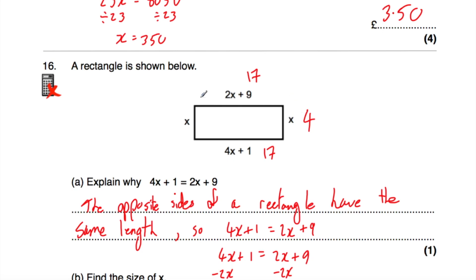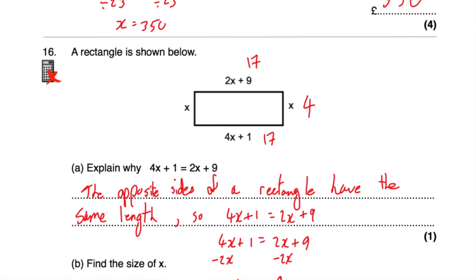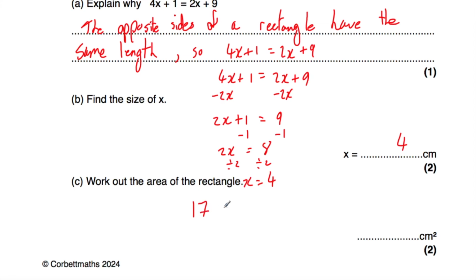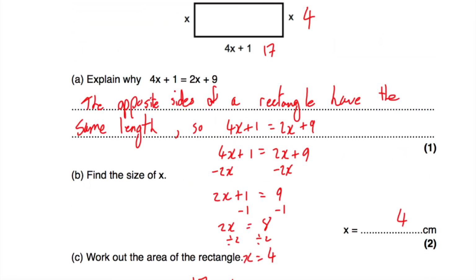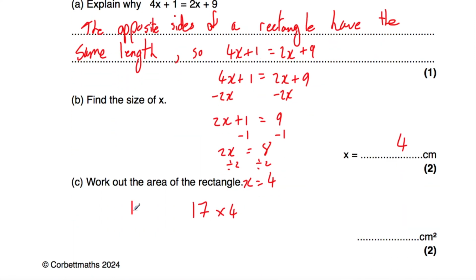So if we want to find the area, we're going to do 17 times 4. So the area of the rectangle will be 17 times 4. And is this a calculator question? No, so we're going to have to do our column multiplication, so 17 multiplied by 4. So 4 times 7 is 28, put our 8 down, carry our 2. 4 times 1 is 4, plus 2 is 6, so that's 68 centimetres squared. And that's the area of the rectangle, and that's it.